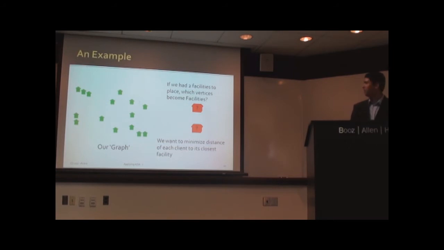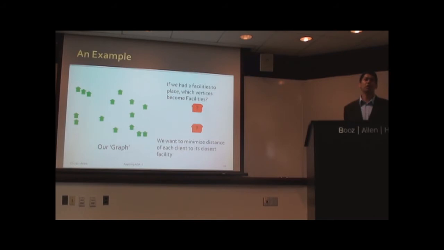And here's a quick example. If this is the graph that's given to us, right now we're not really worrying about the actual values, just looking at a figurative sense. If we have two facilities to place, where would we place them? Likely not here and here, right? Maybe somewhere closer towards the center, but we don't know that yet. So we want to minimize the distance from each client to its closest facility.